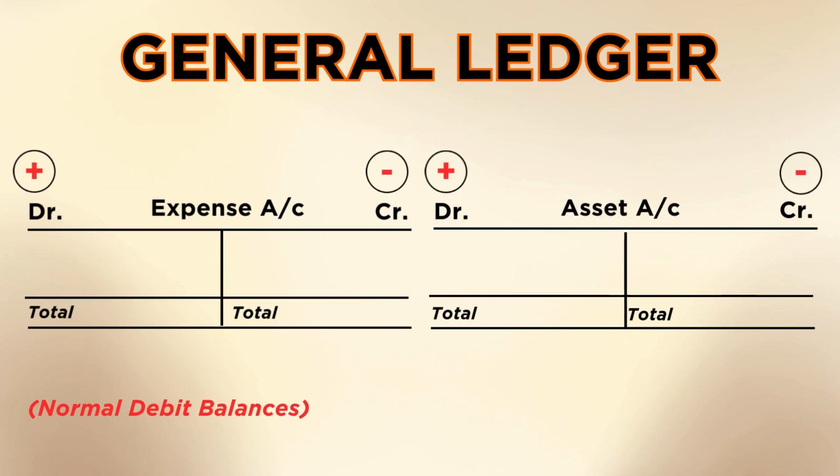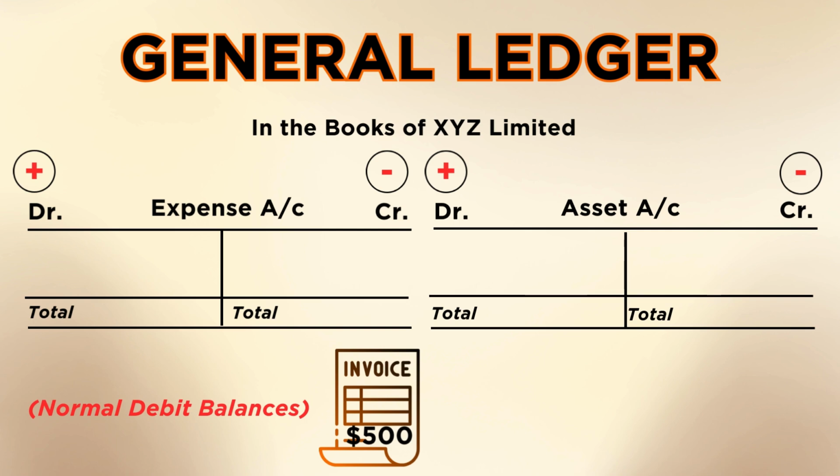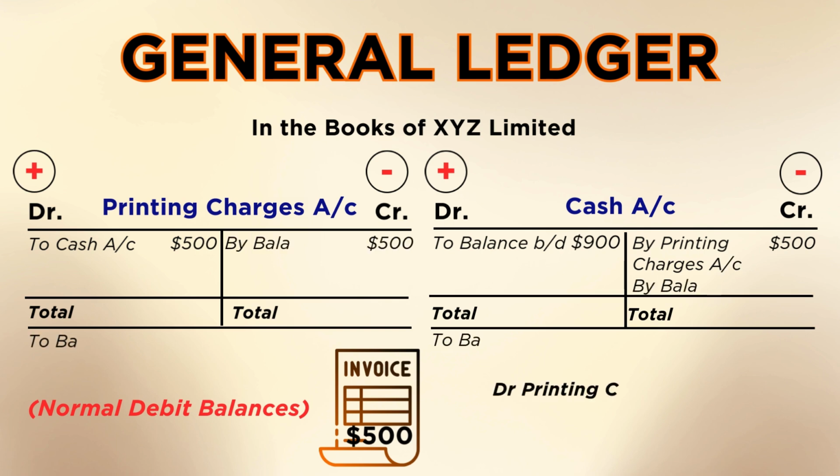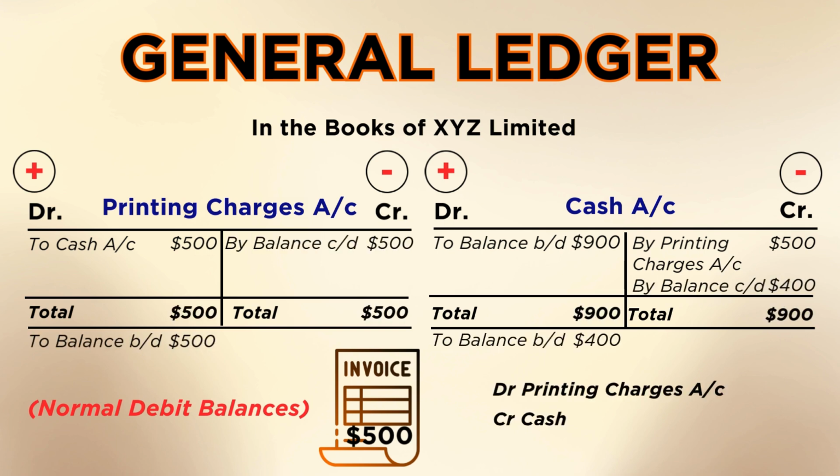Assume a company XYZ Limited have paid printing charges of $500 in cash from its opening cash balance of $900. In this transaction, the two accounts involved are printing charges, which is an expense account, and cash account, which is an asset account. Thus, as expense is increasing, it will have to be debited, and as the asset is decreasing, it will have to be credited. So, the entry will be debit printing charges account and credit cash account for $500, which will be posted in the respective ledgers.